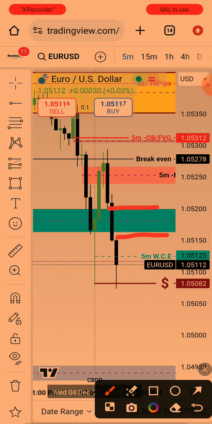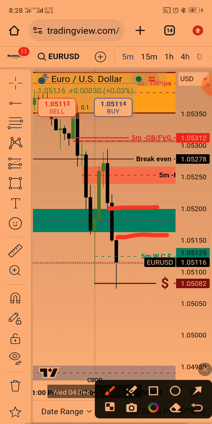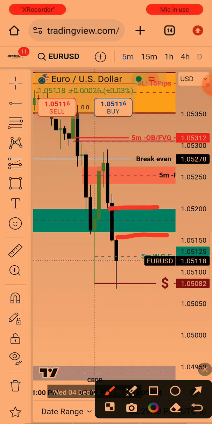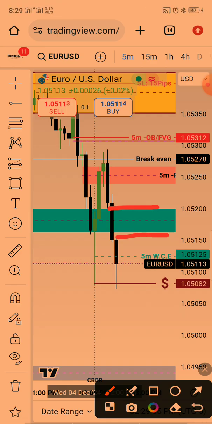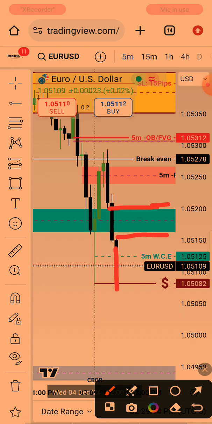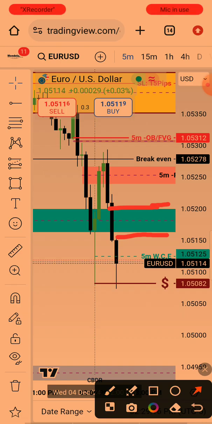I'm preparing a special lecture on fair value gaps, how to identify a fair value gap. So I'm just trading right now, showing you. So very soon, if this candle that is trading right now finishes forming, this place will become a fair value gap for me.